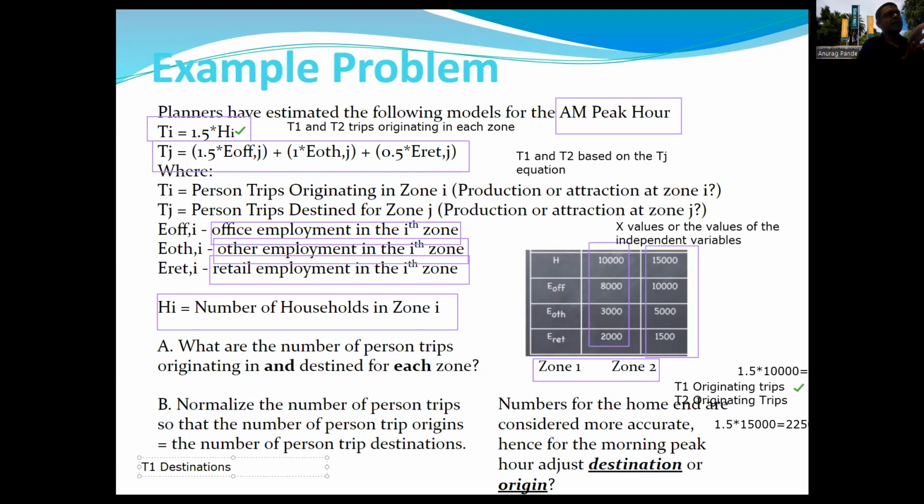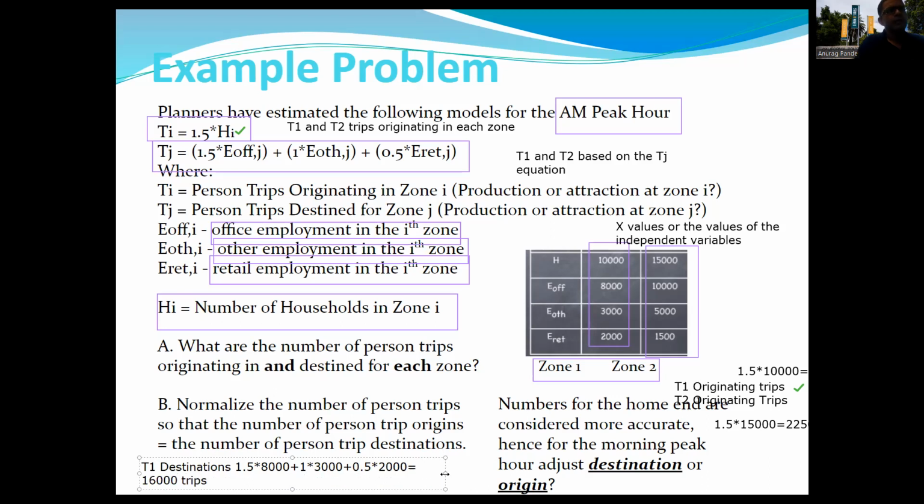So how many trips will be destined for zone 1? It will be 1.5 times E office, which is 8,000, plus 1 times 3,000, because that's E other, plus 0.5 times E retail, which is 2,000. And I can quickly do the arithmetic on this. That will be 12,000, 3,000, and 1,000, about 16,000 trips.